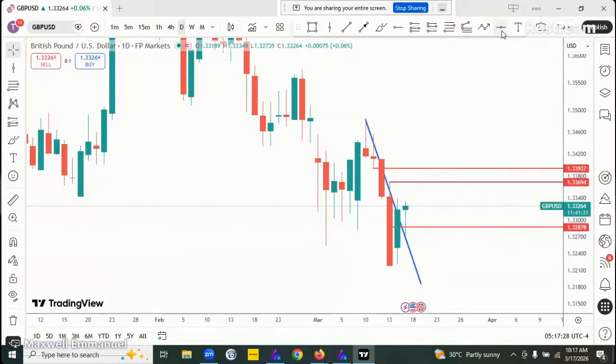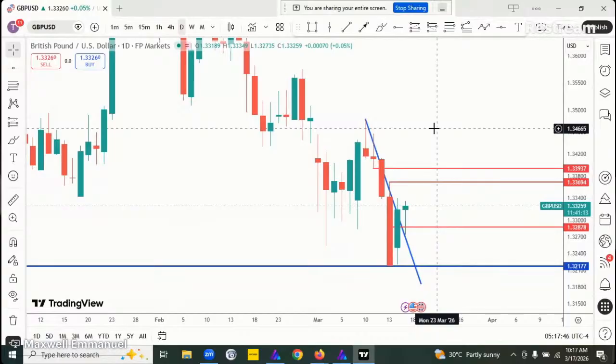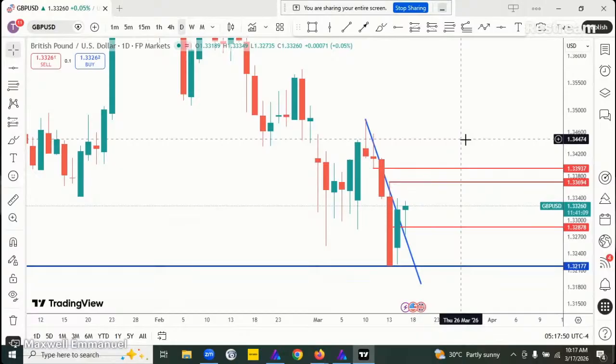And if I'm selling from that zone, my target will be this low, this relative equal low. That will be my take profit. So that's my take on GBP USD.